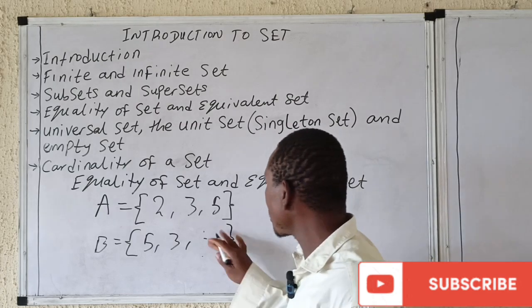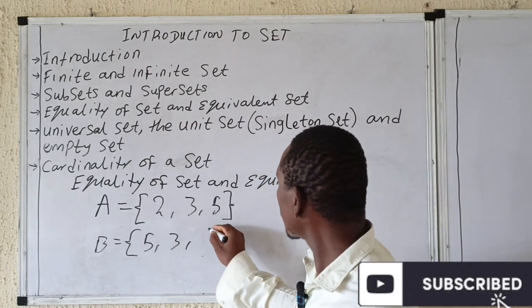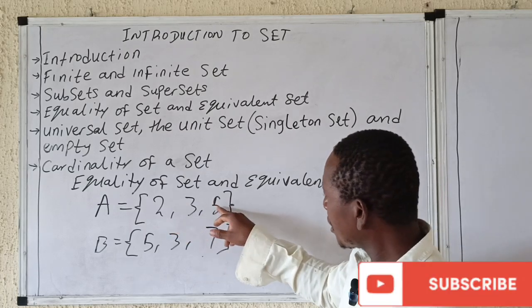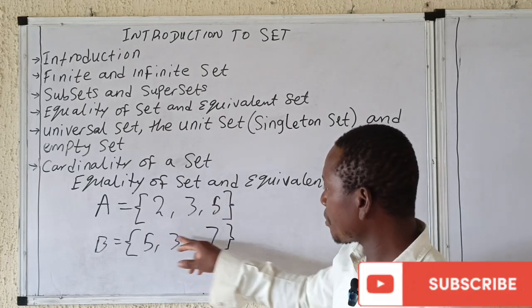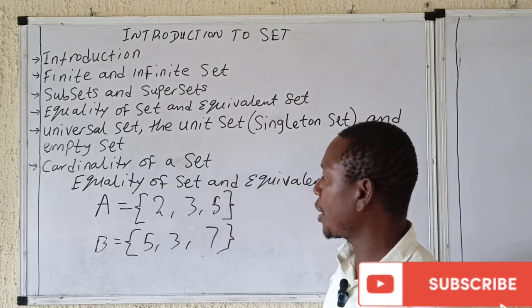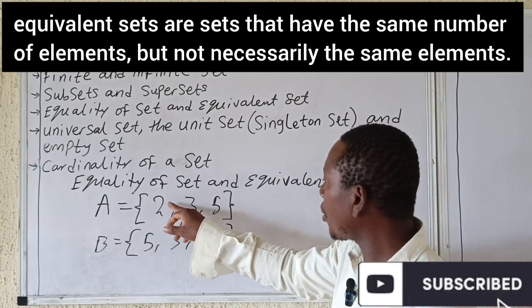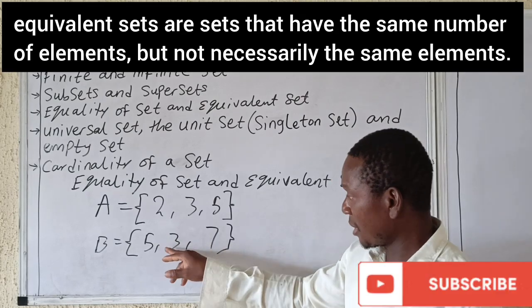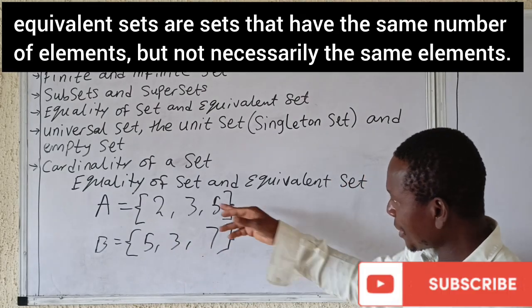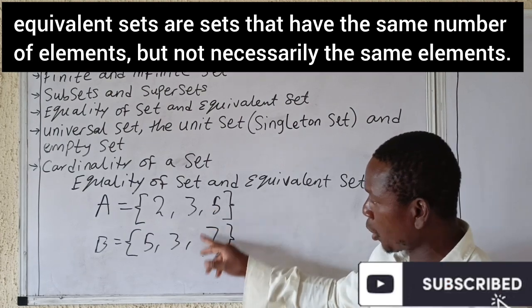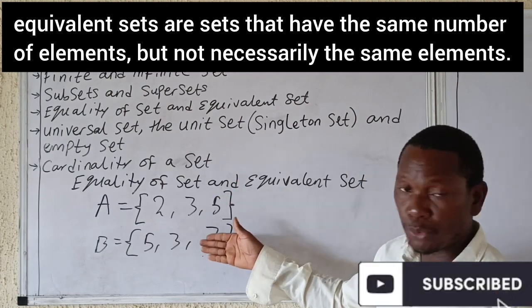Let's talk about equivalent sets. If I decide to change this to 7, you realize that the members of set A are not the same as the members of set B, because we have 7 here, we don't have 7 here. But the number of elements or members in set A is the same as the number of members in set B. So this set A is said to be equivalent, not equal. So this is not equality of sets. This is equivalent sets.